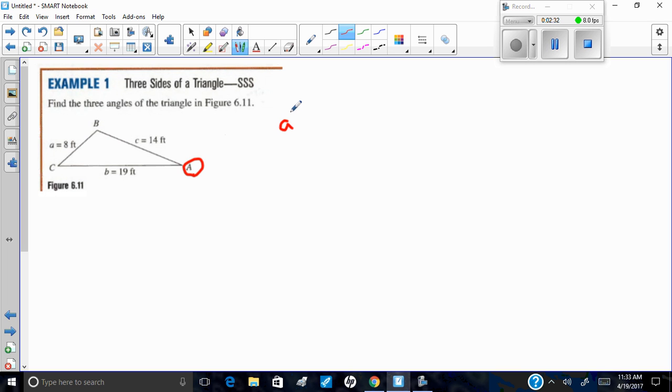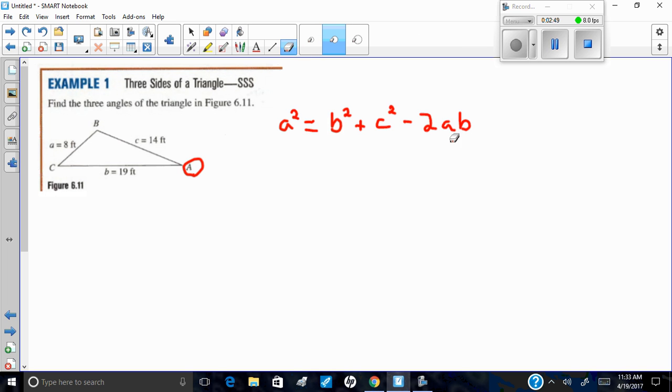So I'm going to go a squared. Remember, that's equal to the other 2 sides. That would be b squared plus c squared minus 2 times the other 2 sides. The other 2 sides, which are b and c, so that's minus 2 times bc, times the cosine of the angle across from the side we started with, cosine of A.